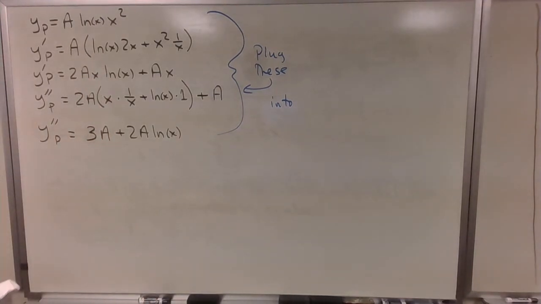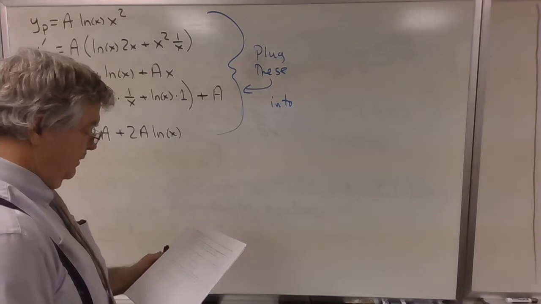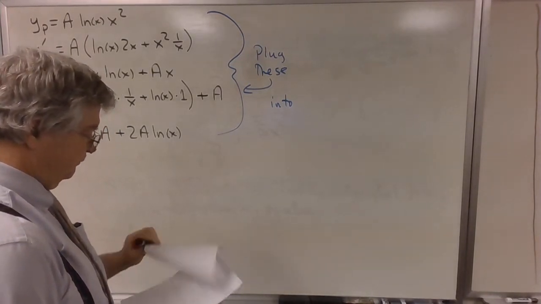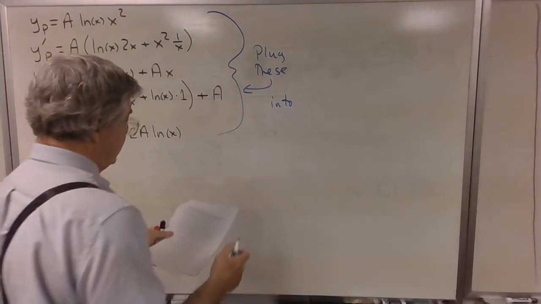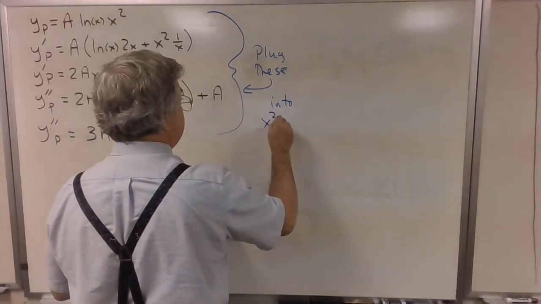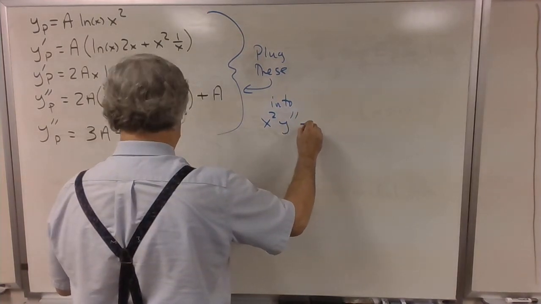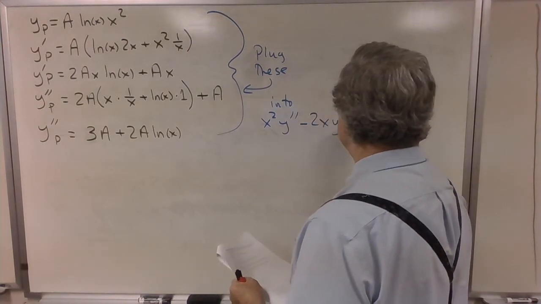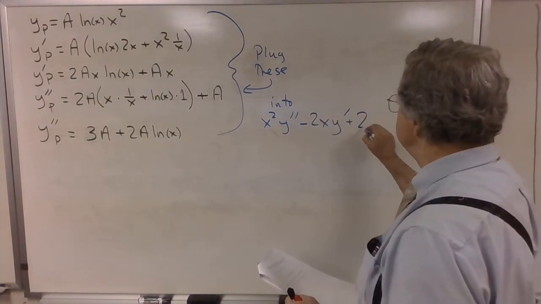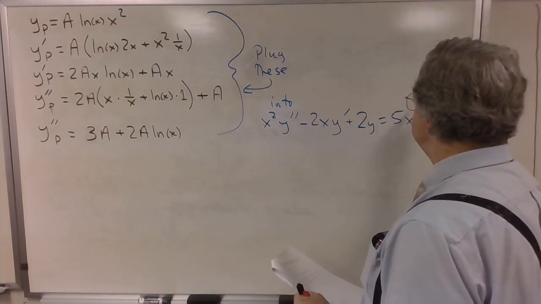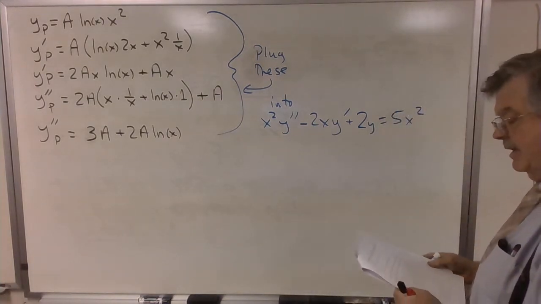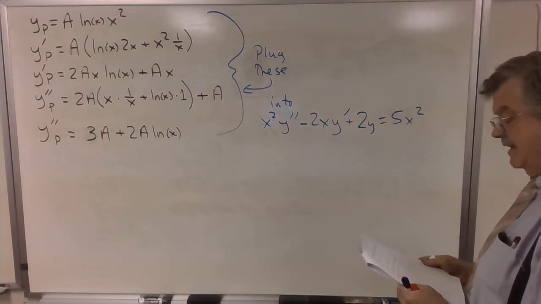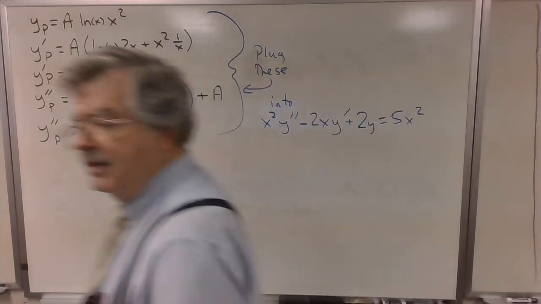And we want to plug those into the original equation, which was, oh, I don't know what it was. x squared y double prime minus 2x y prime plus 2y equals 5x squared. Okay, good, good, good.